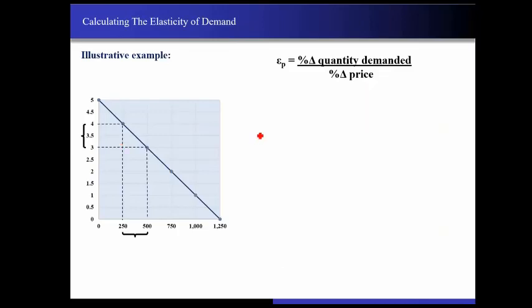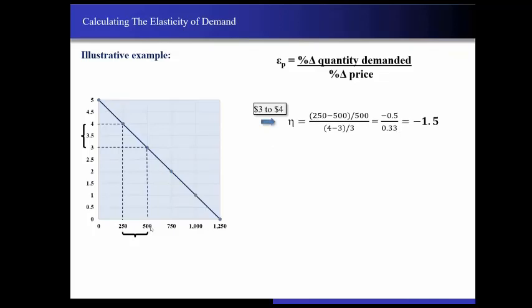If I calculate the elasticity from a price of $3 to $4, so if I go from $3 to $4, and just looking at here, we know that if the price goes from $3 to $4, the quantity demanded will go from 500 to 250. And so if I calculate the elasticity based on this formula, I will get negative 1.5. So all I'm doing here is plugging in the values.